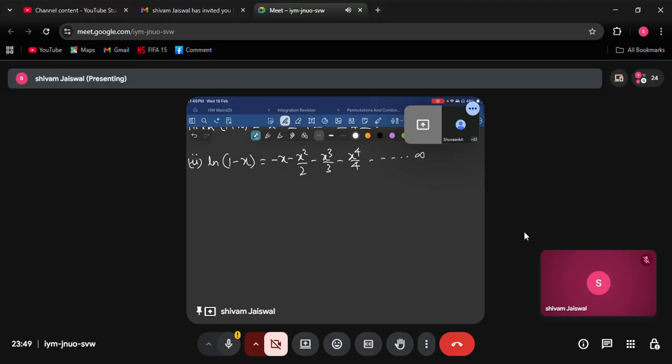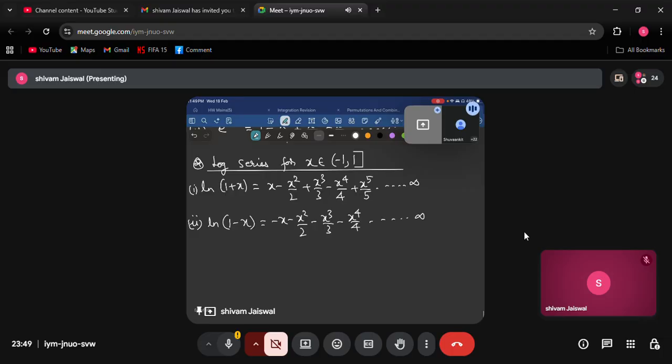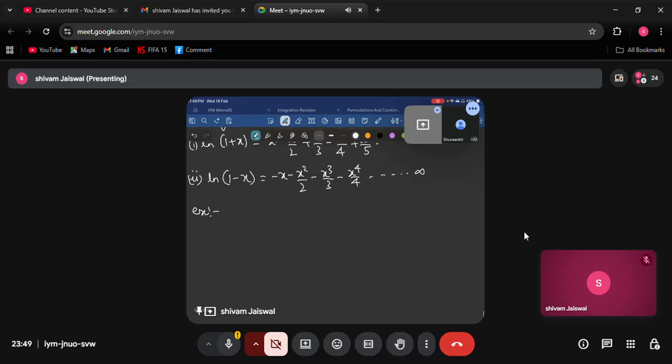Yes, sir. Okay. So if you people have understood, I'll give you an example of how to solve. For example, what kind of questions can you be asked? Find the value of 1 by 2 into 3 plus 1 by 4 into 5 plus 1 by 6 into 7 plus dot up to infinity.